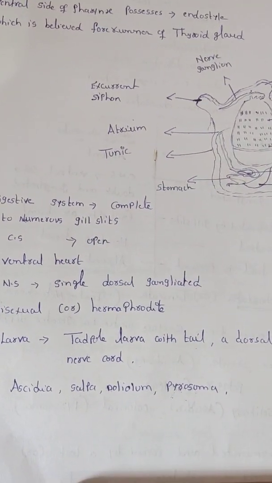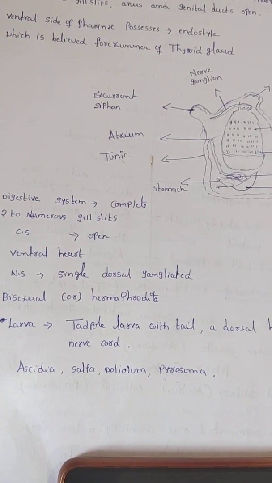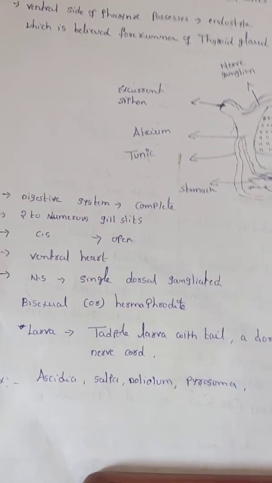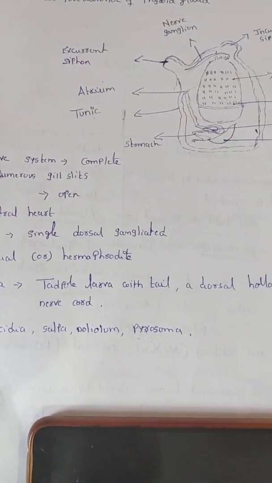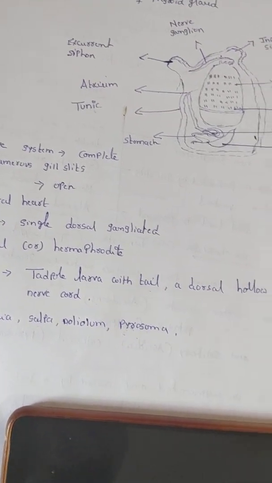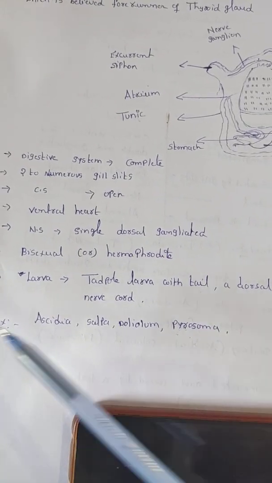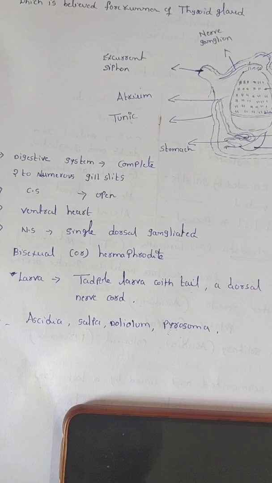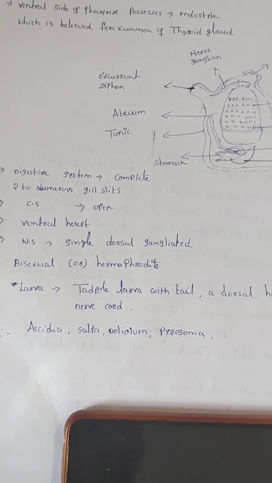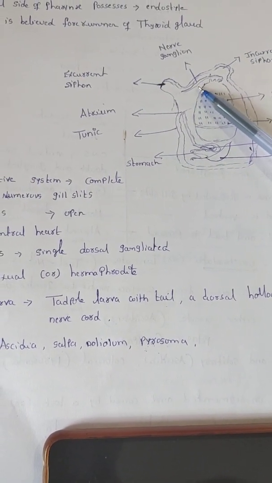The circulatory system is an open circulatory system. The heart is a ventral heart. The nervous system is single, dorsal and gangliated. These are hermaphrodites. The larva is a tadpole larva with a tail. A dorsal hollow nerve cord is present. Best examples are Ascidia, Salpa, Doliolum and Pyrosoma. This one is the nerve ganglion.